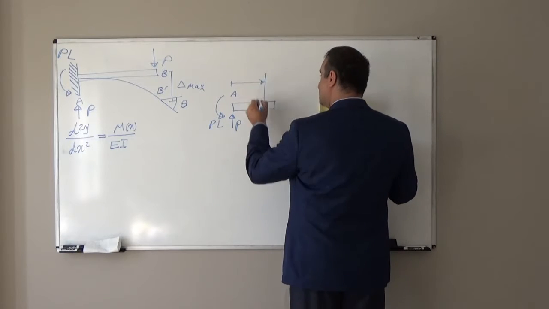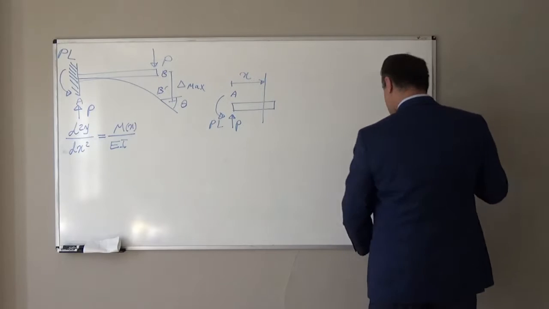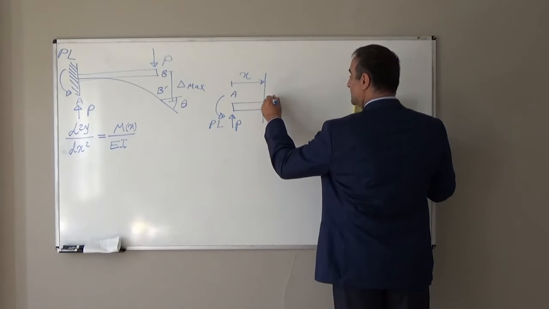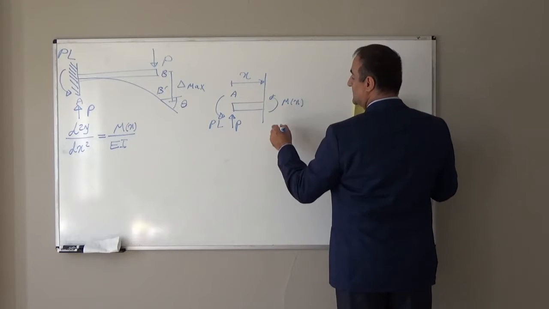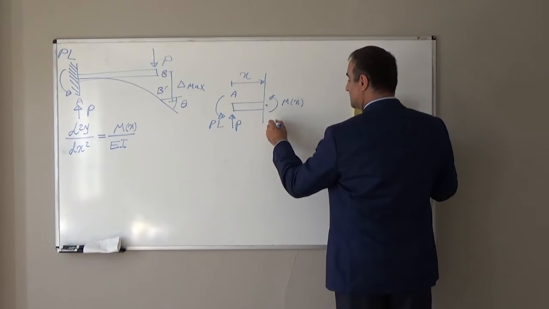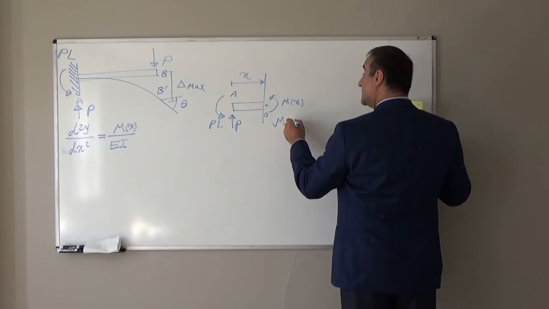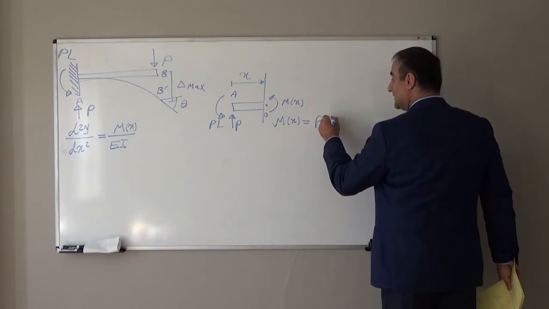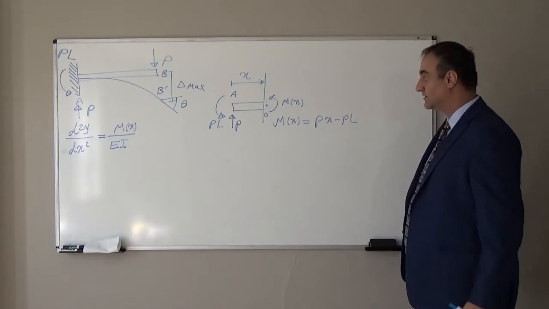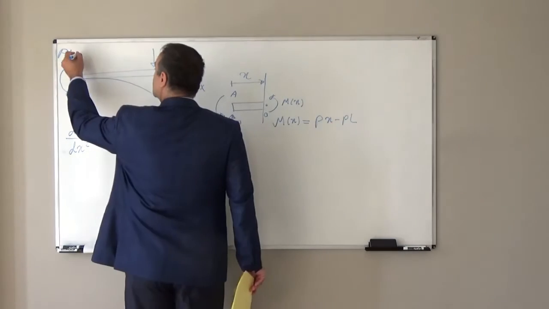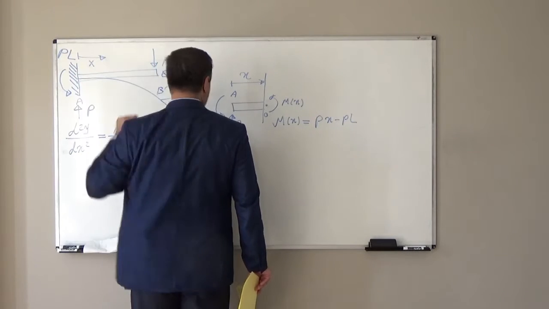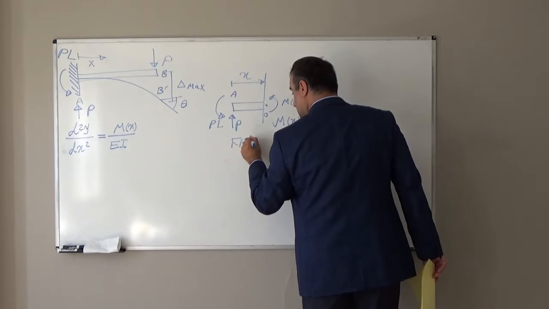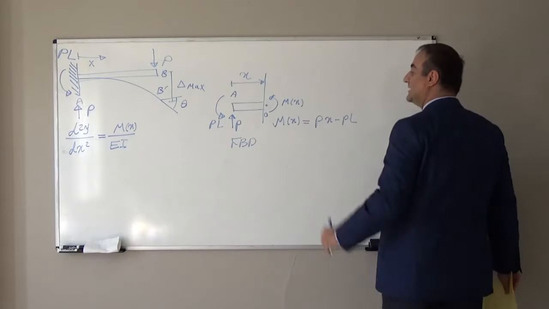If I cut this beam at distance x, I can find the internal moment Mx. If I take moment with respect to the cut point, point O, the internal moment will be equal to Px minus PL. What I did, I cut this beam at x distance from the left. In this free body diagram, I showed the reaction at the x distance.